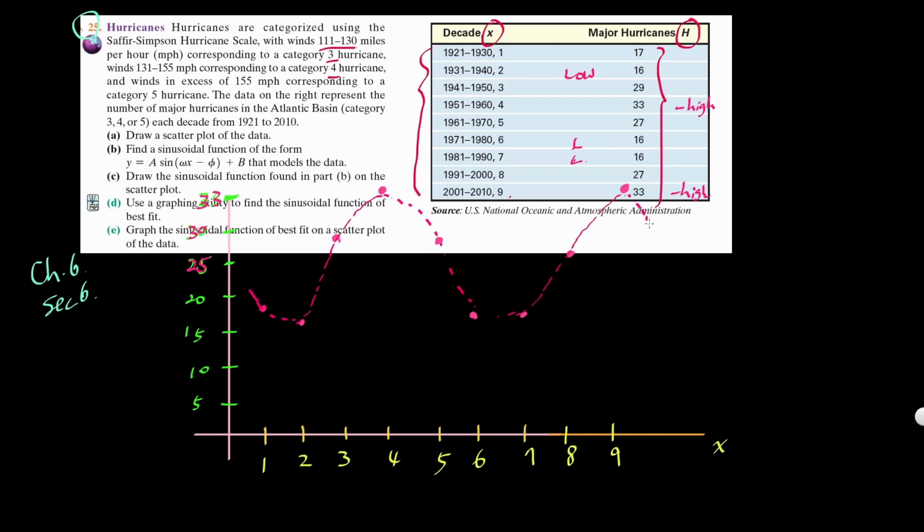Okay, so just sketch it. So number 1, just drawing a scatter plot with only the points. Okay, letter A. So we're done with that. Letter B, we have to find the equation in this form.